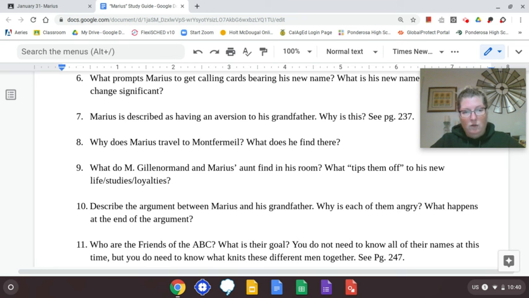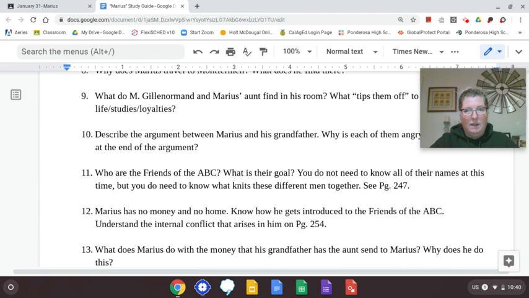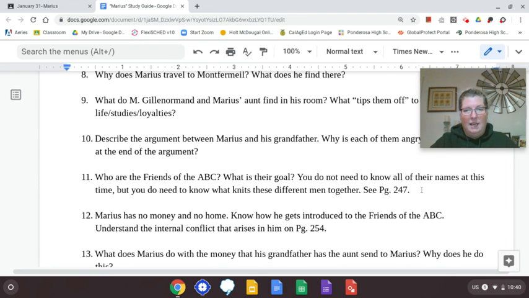So on page 243, actually we're on number 11, the Friends of the ABC. This is the part where I told you don't need to know all the men's names. You can write them down. You can sort them out if that is better for your brain, but I am not requiring that. I'm not going to put that on any test.